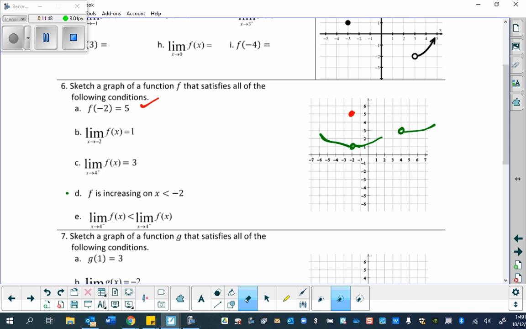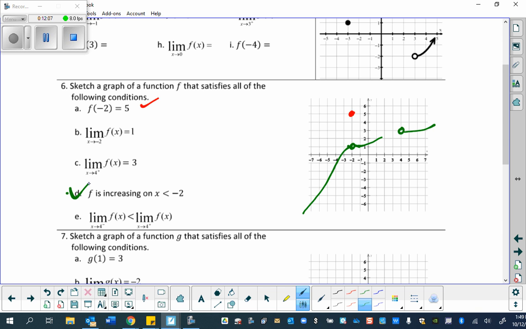I didn't do it right, because the output of my function has to be increasing when x is less than -2. So I'm going to draw it down like that. As I move left to right, now it's increasing. Now I'm okay. So I got that taken care of.